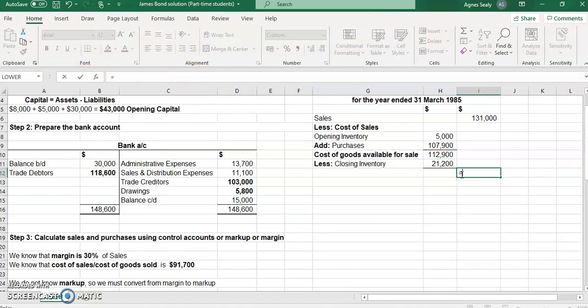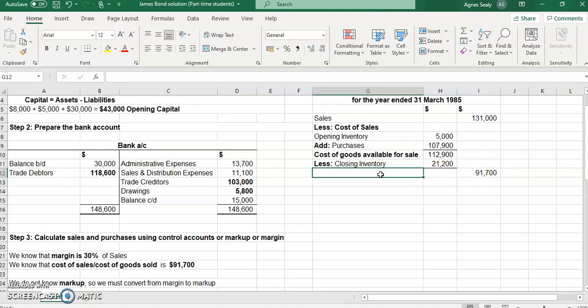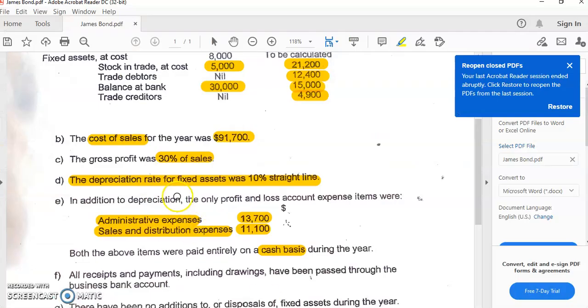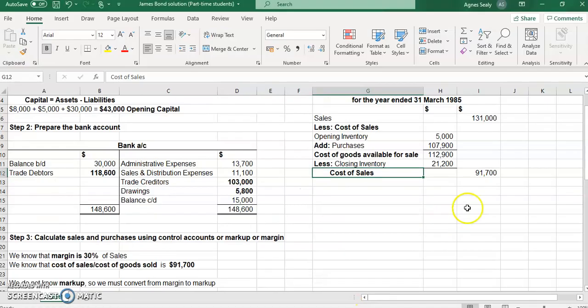So when we subtract our closing inventory, that is going to give us the cost of goods sold that they gave us in the first place. So our cost of sales, which was given to us in the question, you can see that that is correct. Our cost of sales, 91,700. That is what was given to us in the question. If you look here, 91,700. So what we're doing so far is correct.